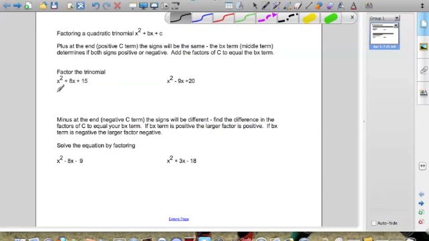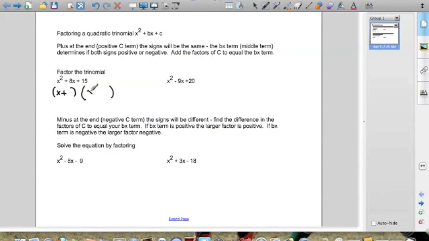What I've got to do is break it down into two binomials. Now I can set a lot of this up. I can say x, and I know my signs are going to be the same. I know they're both going to be plus. So I'm going to set up my two binomials. Now I have to look at the factors of 15.